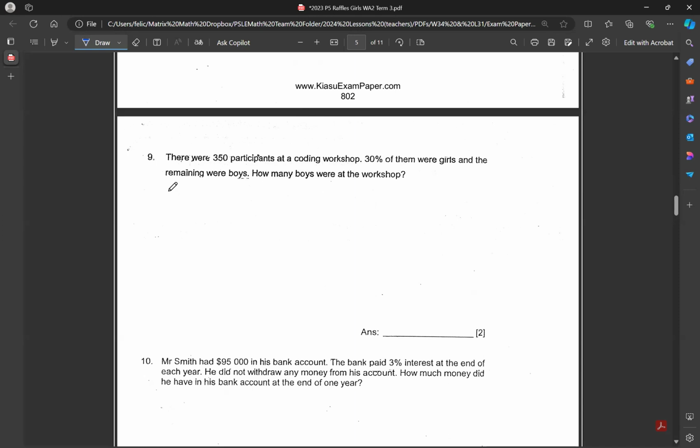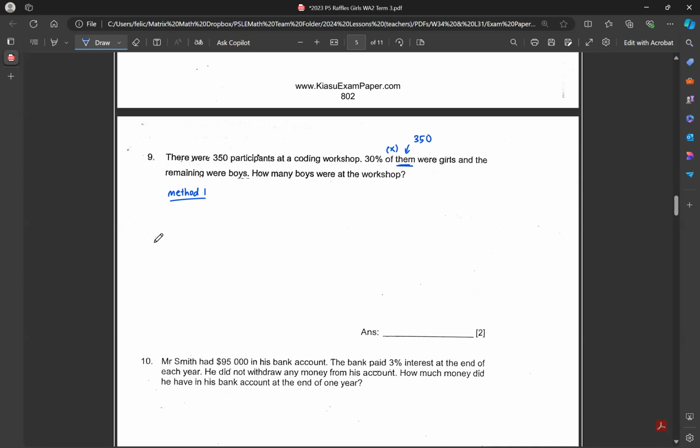All right, so method one, if I were to use the multiplication way. So why I can use the multiplication way is because they said 30% of them were girls. The word them here refers to the 350 participants, right? That means 30% of the 350 people were girls. So the word of means you can apply a product, a multiply.